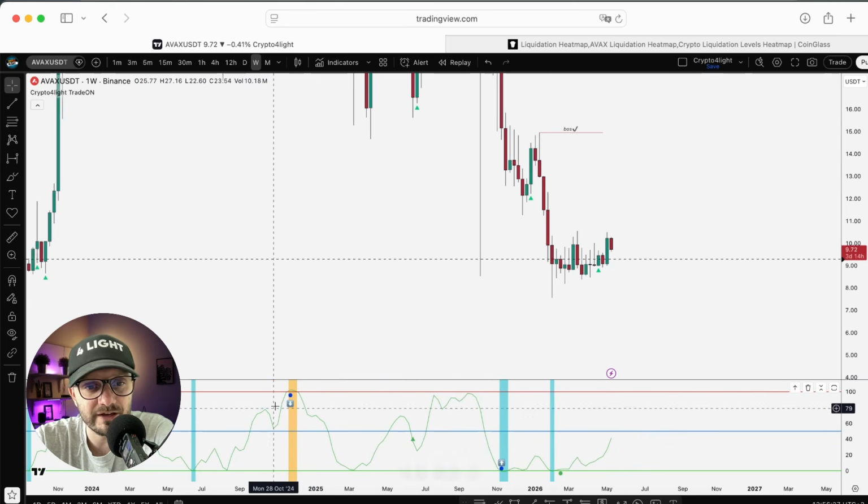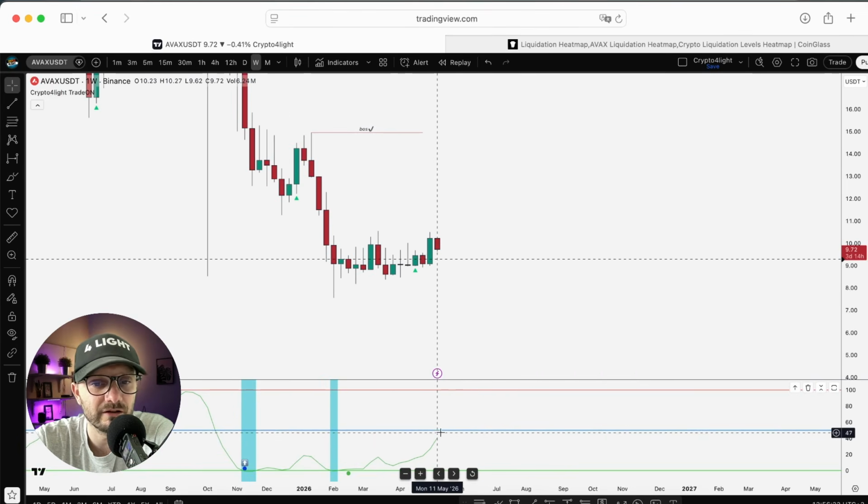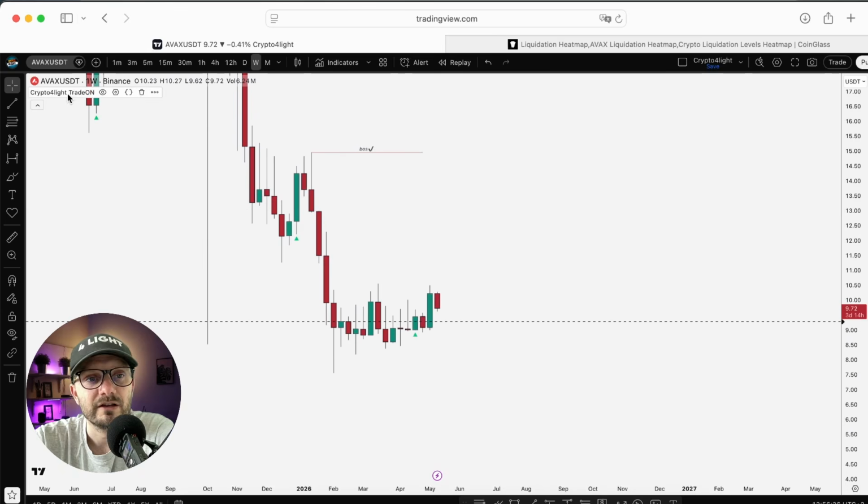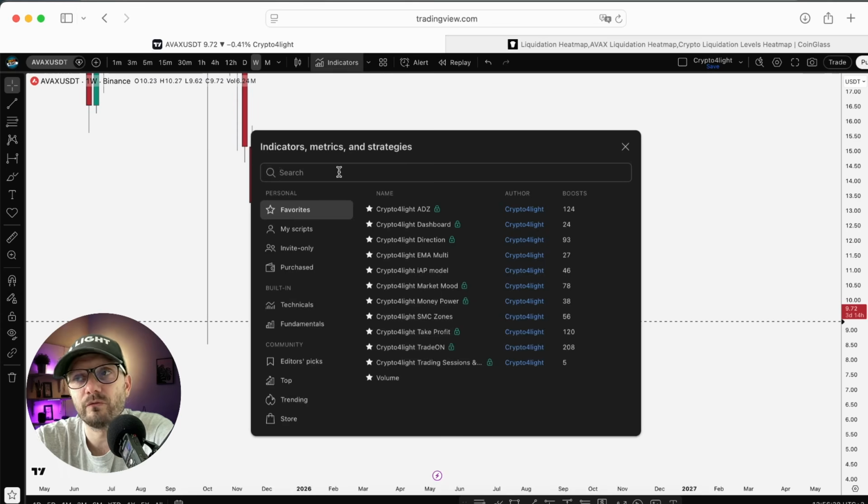The time to sell will be here, like it was in November, December 24. Now we have not even tested the middle line. That's why we're still early for the Avax. But the targets for a futures entry, I showed you.